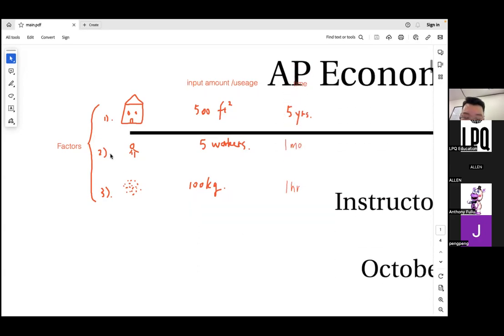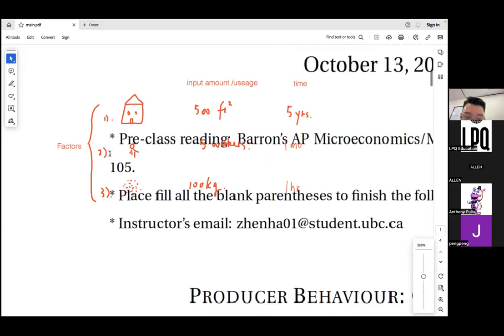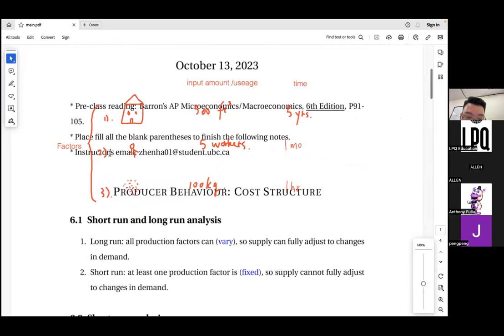Then you can tell the difference between the short run and the long run analysis. So what is a short run? Once again, long run and short run, these two terms do not refer to a specific cutoff. We are not saying longer than 1 year is called a long run and shorter than 1 year is a short run. No, that's wrong. Then what is a short run?